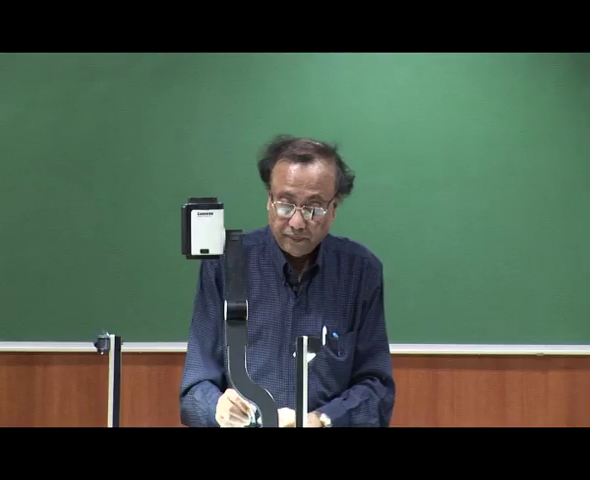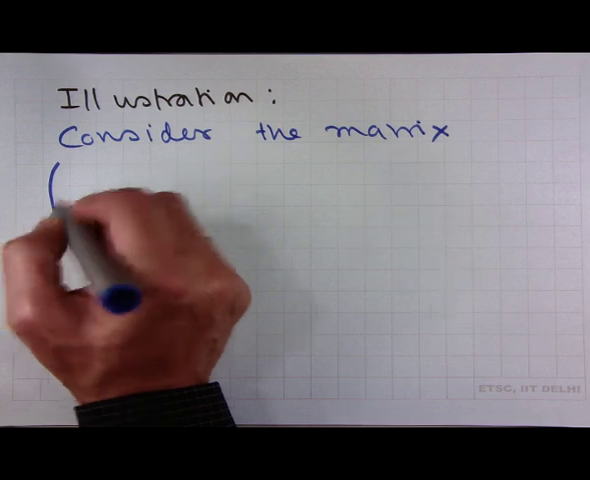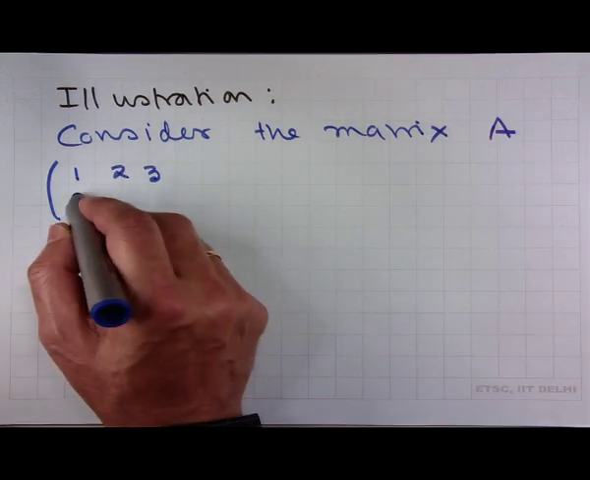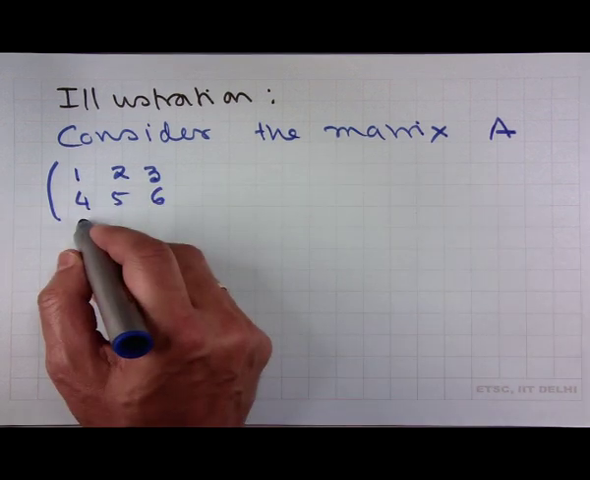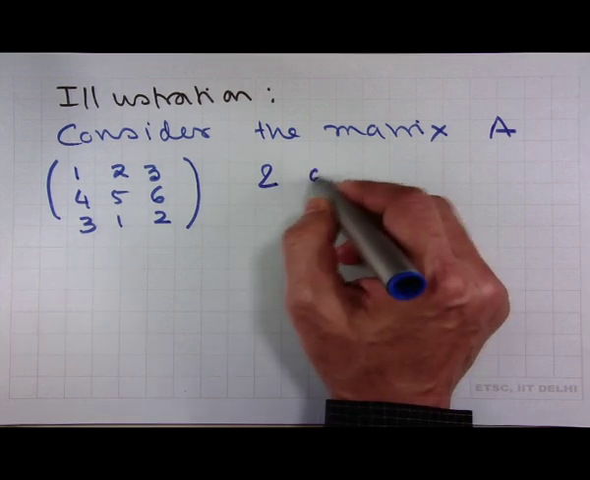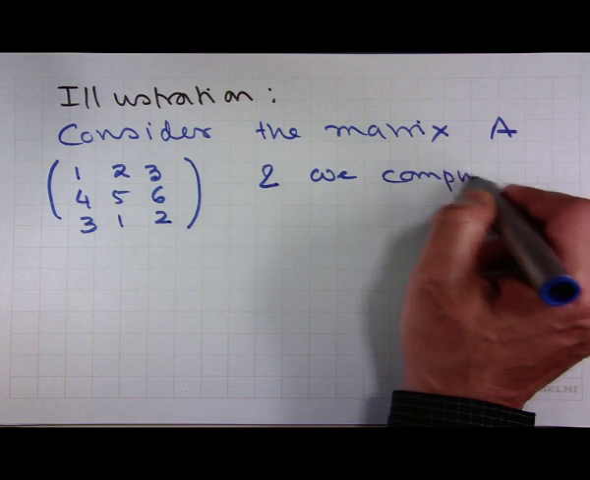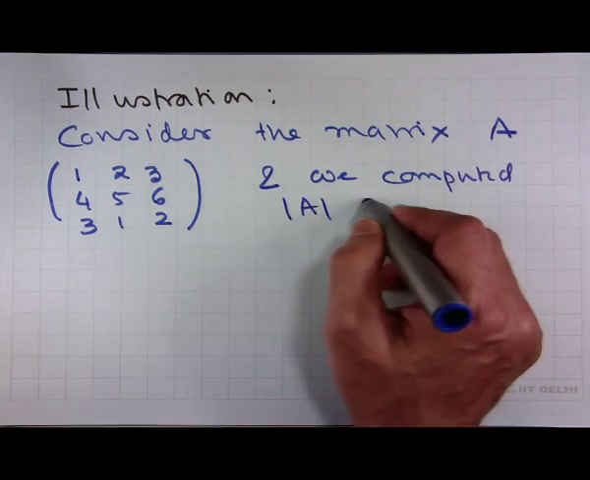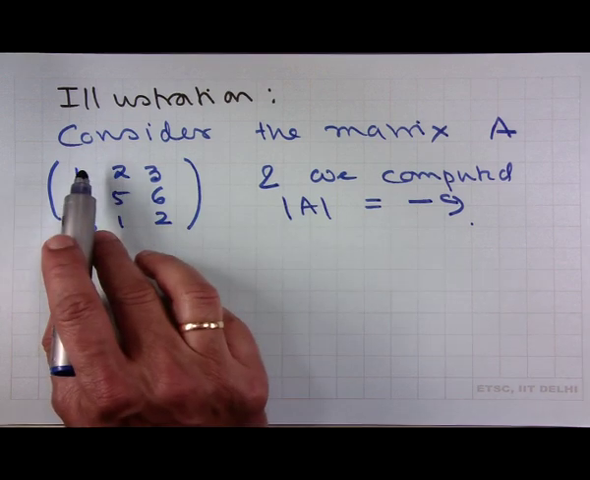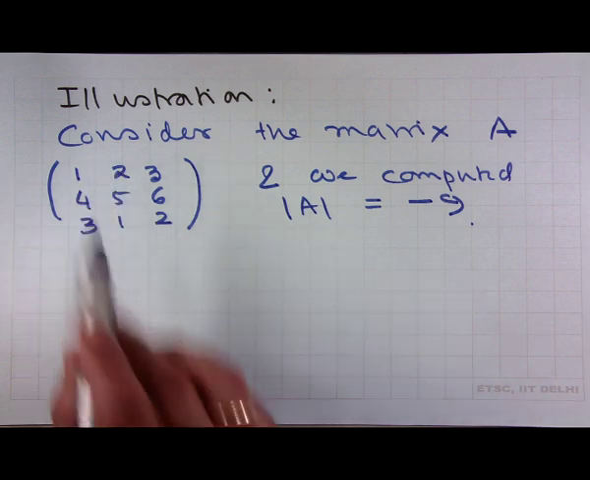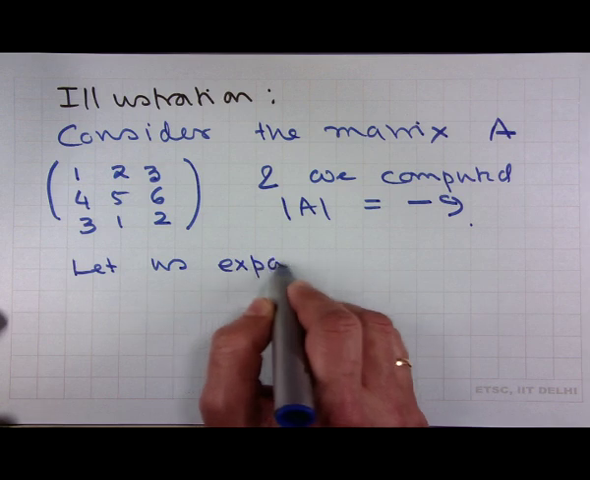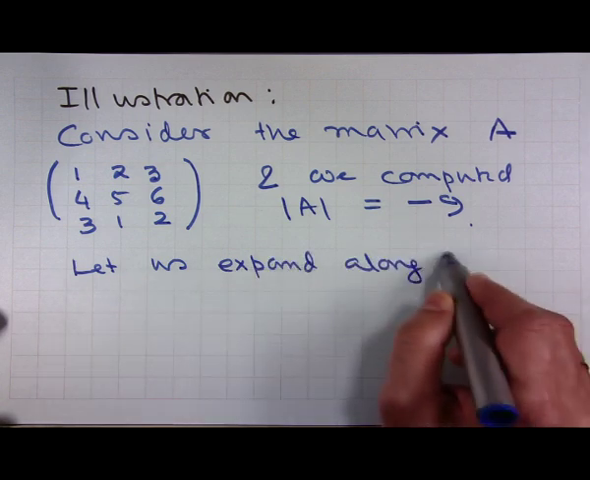So, let me illustrate it. Illustration: consider the same matrix 1, 2, 3, 4, 5, 6, 3, 1, 2, and we computed determinant of A is equal to minus 9 by expanding along the first row. Let us expand along the first column.